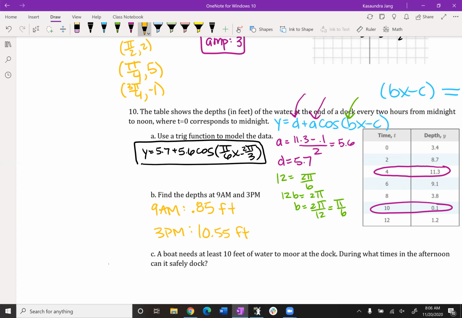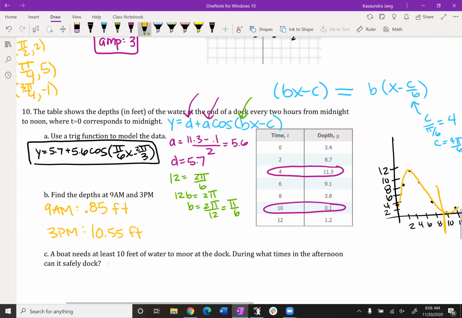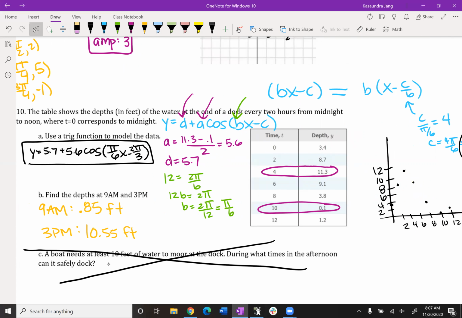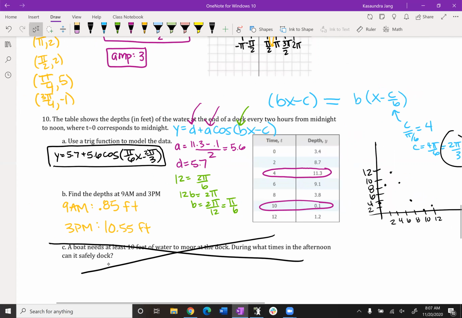All right, and then part C here, I'm actually going to cross this out because it requires that we either estimate off of our graphing calculator or we have to know inverse functions, which I haven't taught inverse functions, and I don't want us estimating off of the graphing calculator. I want to do stuff that we really know how to do, not estimate. Okay, so I crossed off C, which means that we are done with these notes.